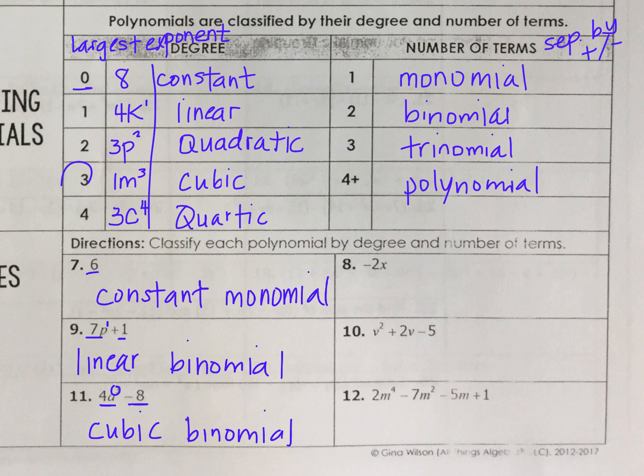I would like you to do 8, 10, and 12 using your chart above to tell me what its degree is and how many terms are in it.